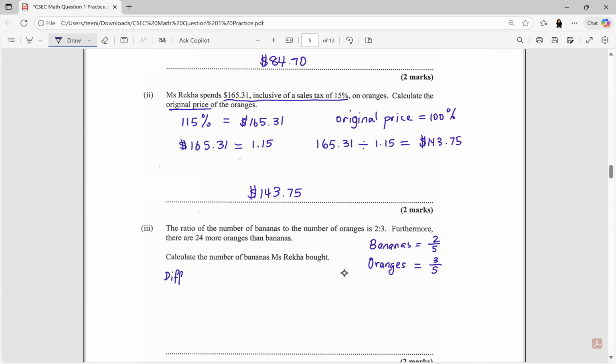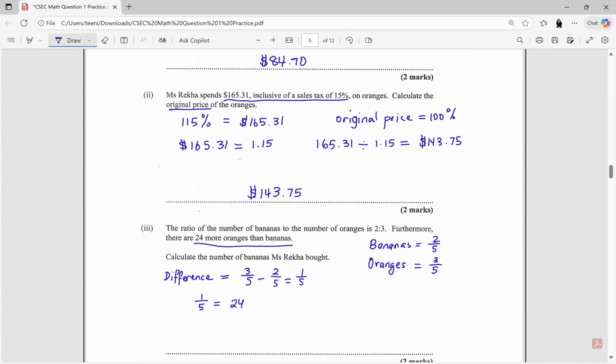Y'all know what difference means? Subtract. Correct. So what's the difference there, Zafi, between oranges and bananas? It's 1 over 5, right? If oranges is 3/5 and bananas is 2/5, then the difference is 3/5 minus 2/5, which is 1/5. All right. And they told us that there are 24 more oranges than bananas. So, in other words, 1/5 is equal to 24.